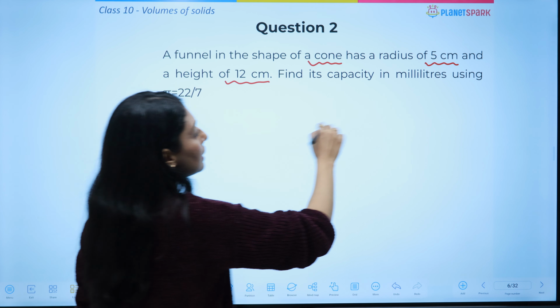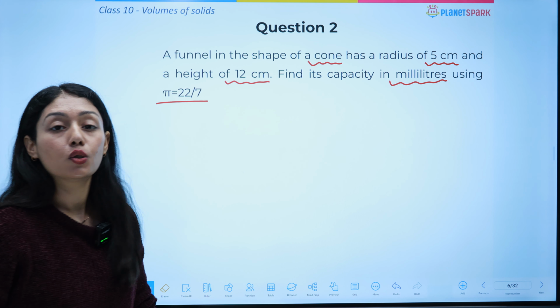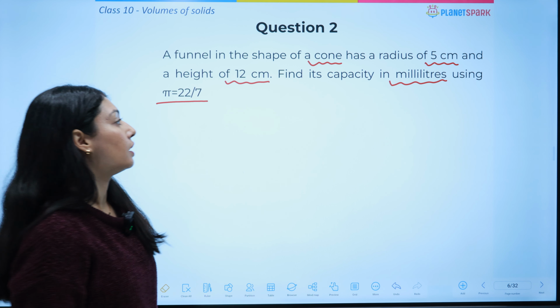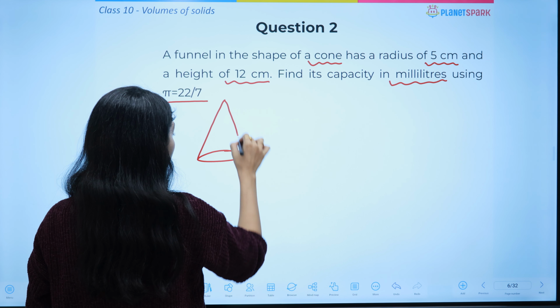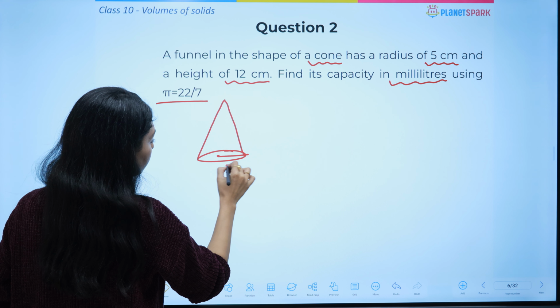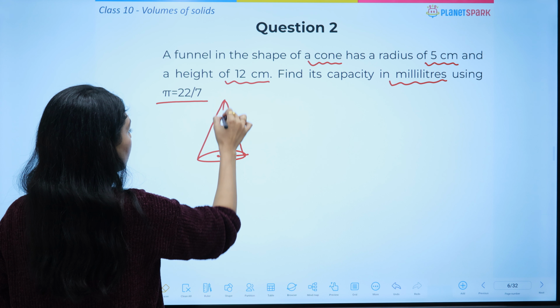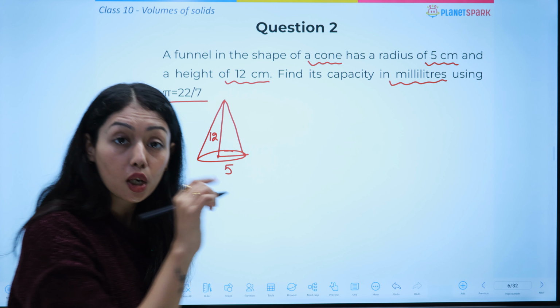Find its capacity in milliliters using pi equal to 22/7. Okay then. So we have a cone here. What all is given for the cone? The radius is 5 centimeter and height is 12 centimeter. Find the capacity. So first of all, we will find the volume.